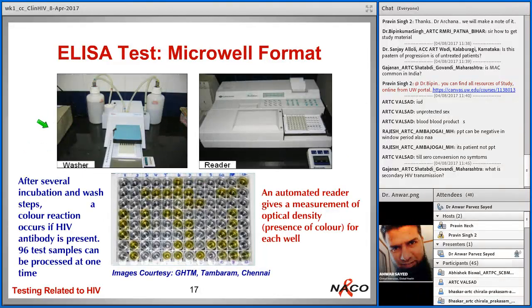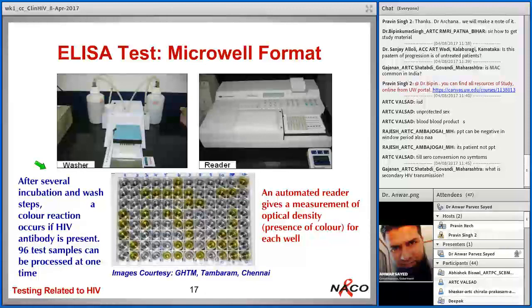ELISA is again very reliable, but the problem with ELISA is that it requires technical expertise and a setup which is not available everywhere. That is the reason we do rapid tests in our program, which are easy to perform. But the benefit of ELISA is that multiple samples can be processed at the same time. It involves some steps like washing, reading, and the interpretation of the result is not as straightforward as in the rapid test.